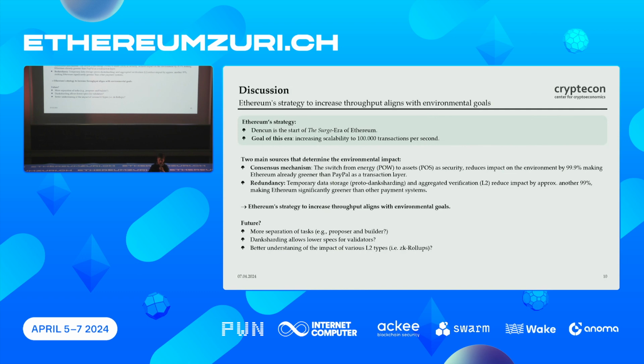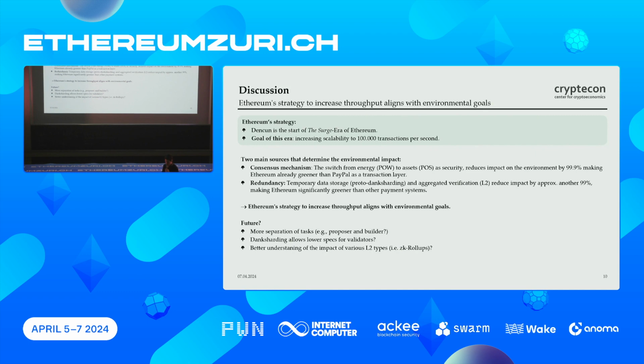So this is good, what we basically see. If we now compare Ethereum's strategy, which goes beyond, since we haven't reached the 100,000 transactions per second, with the direction, then we see that it's aligned. Basically, Ethereum wants to make more transactions per second, so more efficient. This also helps the environment, because it means that less computation is needed to store these transactions. So Ethereum's strategy is aligned with the environmental goals.